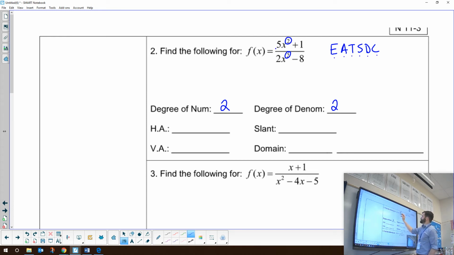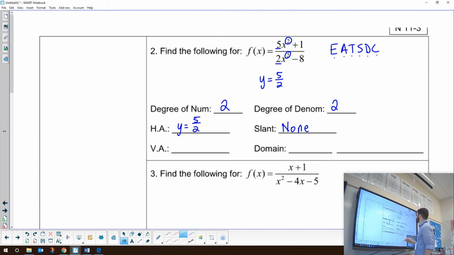So we look at my two coefficients. I have a coefficient of 5 and a coefficient of 2. So that means I'm going to have a horizontal asymptote of those two divided by each other. We're going to have y equals 5 over 2. And that's going to be my horizontal asymptote. Okay, now, I do not have a slant asymptote.